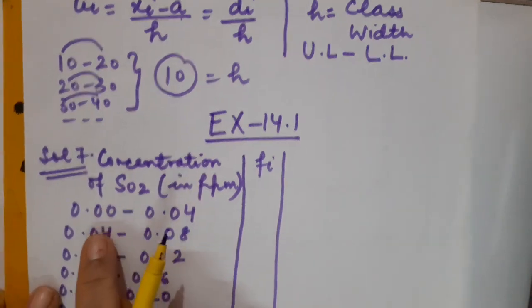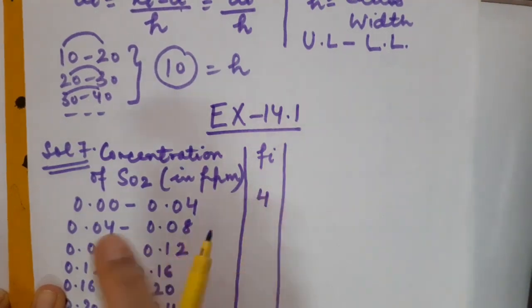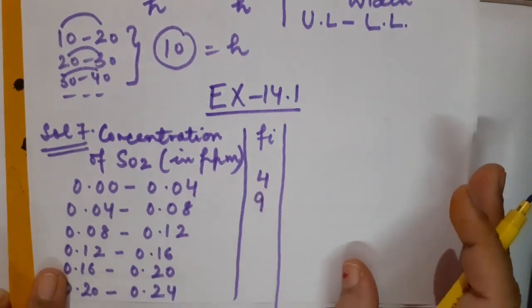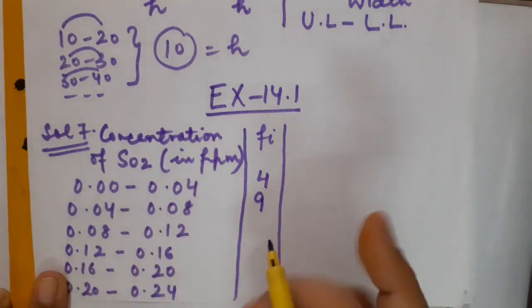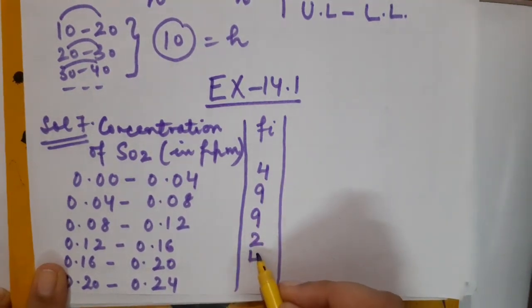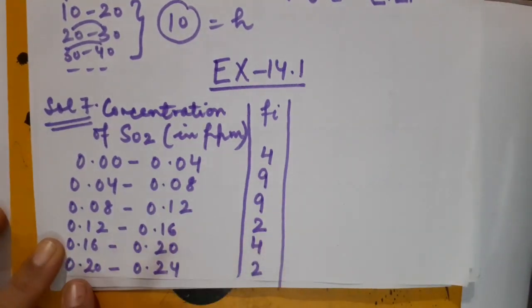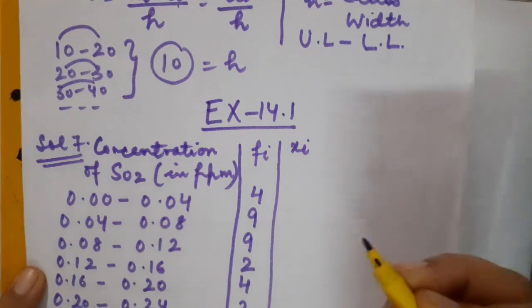The concentration of SO2, that is sulfur dioxide, in 4 localities is between 0.00 to 0.04. There are total 9 localities when it is measured, then it was found that it is between 0.04 to 0.08. Then again there are 9 localities, then 2, then 4, and ultimately at the last there are 2 localities. When it was observed in the air, then it was found that the concentration of SO2 is from 0.20 to 0.24.